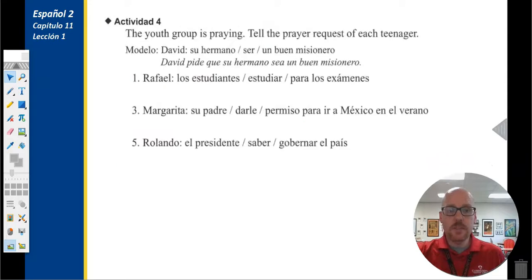Actividad 4. Actividad 4 está en página 284. Actividad 4, the youth group is praying. Tell the prayer request of each teenager. Modelo. David, this is his prayer request, or his prayer. Su hermano, ser un buen misionero. So David is praying for his brother to be a good missionary.